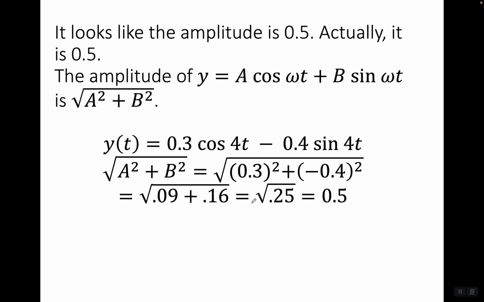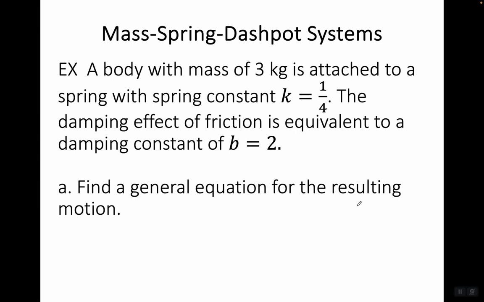Looks like the amplitude is 0.5. Actually, it is 0.5. The amplitude of y equals a cosine omega t plus b sine omega t is the square root of a squared plus b squared. So y is going to be 0.3 cosine 4t minus 0.4 sine 4t. The square root of a squared plus b squared is the square root of 0.3 squared plus negative 0.4 squared. Turns out to be the square root of 0.25, which is 0.5. Okay. So the amplitude is indeed 0.5.